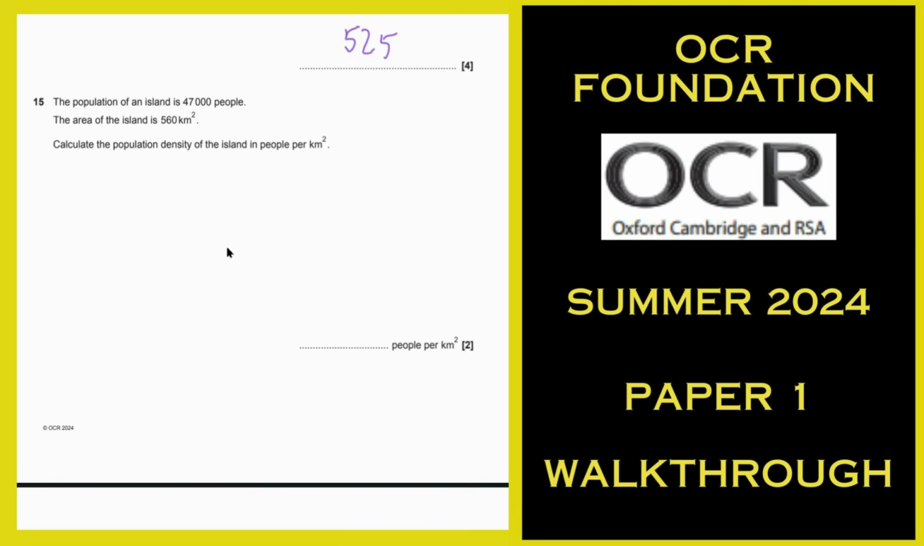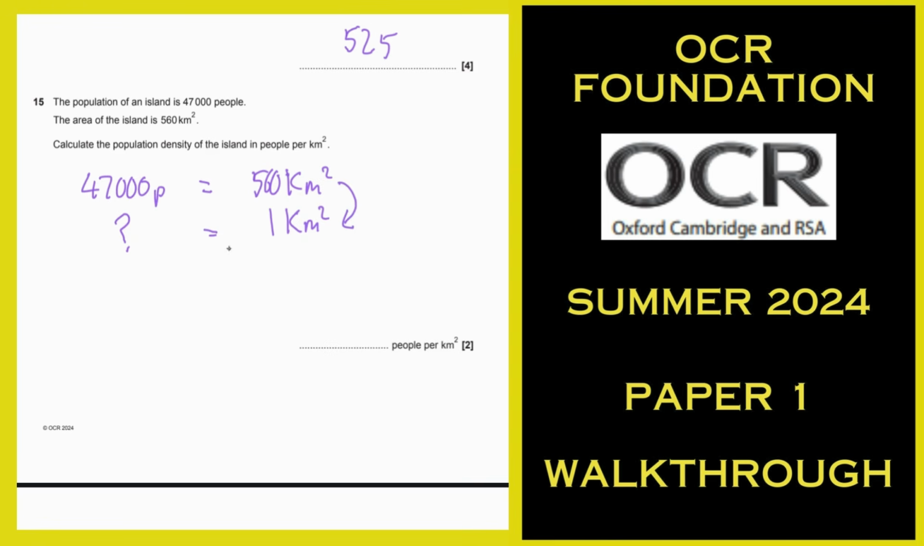Number 15. Obviously related to a geography question in terms of population density. How do you know which one to divide? Well, because it is a divide. How do we know how to divide? Well, at the moment, it's 47,000 people in 560 kilometers squared. You want number of people per kilometers squared. That should give you the clue.